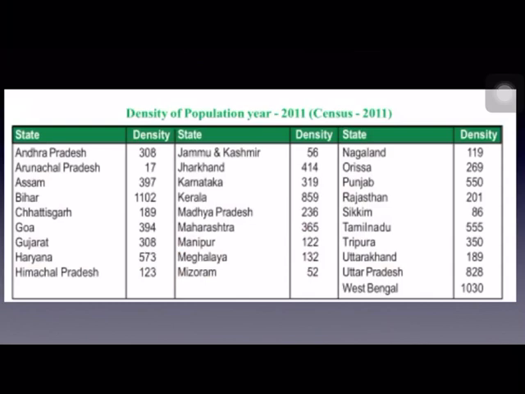And the population density of Arunachal Pradesh is 17 persons per square kilometer. Per square kilometer area, only 17 persons live in Arunachal Pradesh. That is the meaning of population density.